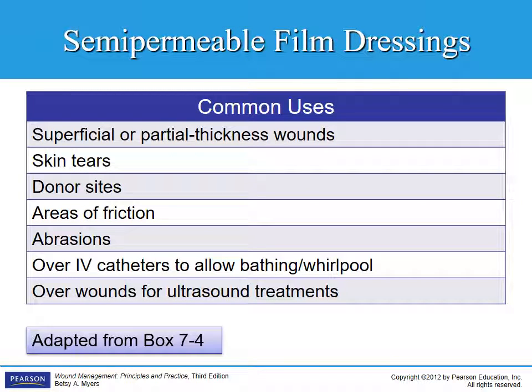Common uses are superficial or partial thickness wounds, skin tears, donor sites, areas of friction, abrasions, and over IV catheters. So if the patient wants to go bathe or is going into the whirlpool, they'll put these semi-permeable film dressings over IV catheters, or over wounds if you're going to use ultrasound. We're going to talk about that next week when I'm there. We're going to talk about modalities for wound healing, and ultrasound is one of the modalities that is used in wound healing. And so you would want to put a semi-permeable film over the wound bed for an ultrasound treatment.